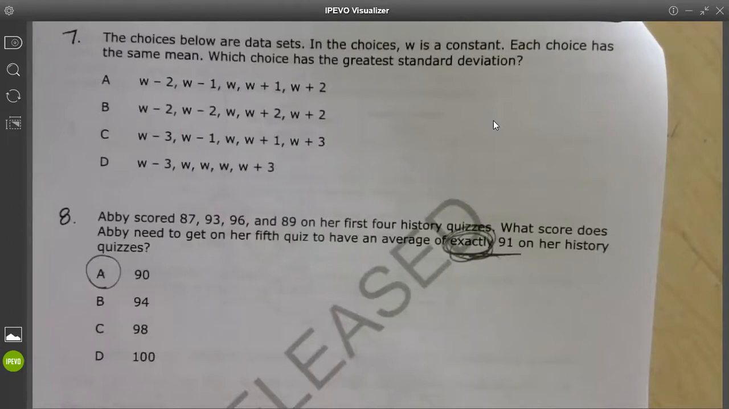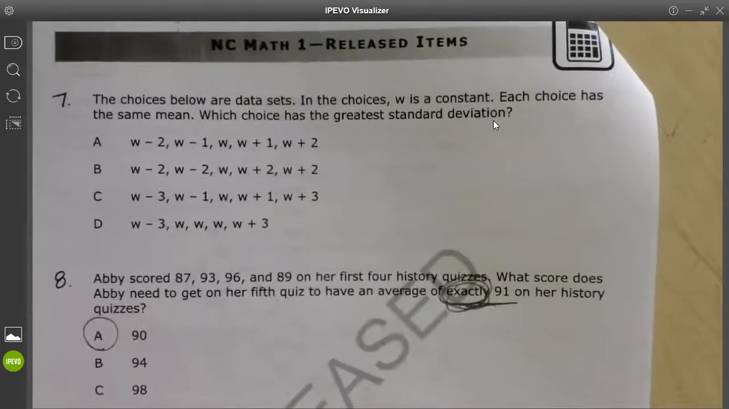Okay. All right. So number 7 says the choices below are data sets, and W is a constant. Each choice has the same mean. Which choice has the greatest standard deviation? So we haven't really talked about standard deviation, but it's on your calculator. Okay. So don't stress out.